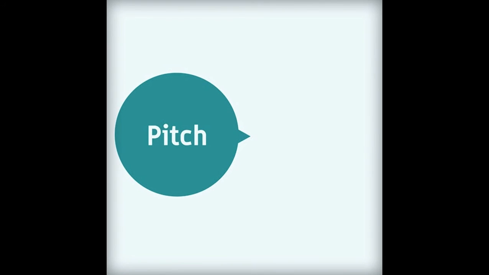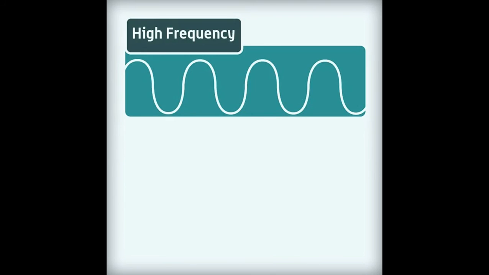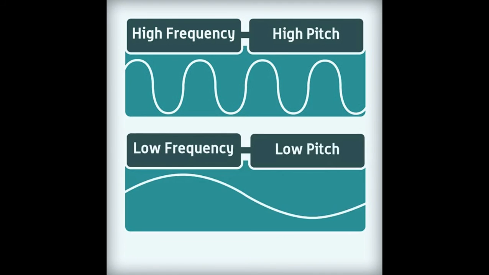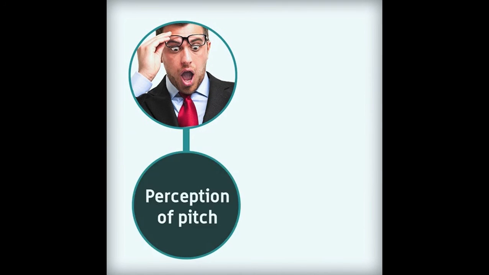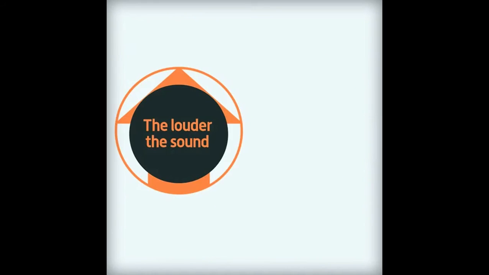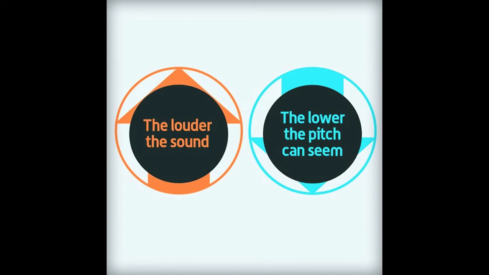Pitch represents the frequency of the sound. A high frequency gives a high pitch, whereas a low frequency gives a low pitch. Rather unexpectedly, it has been found that the perception of the pitch of a sound changes with the volume of the sound. The louder the sound, the lower in pitch it can appear to be. Not by much, but enough to be noticeable.